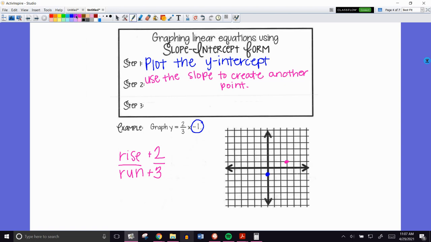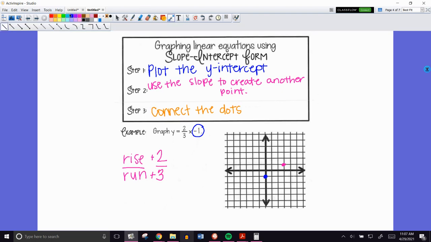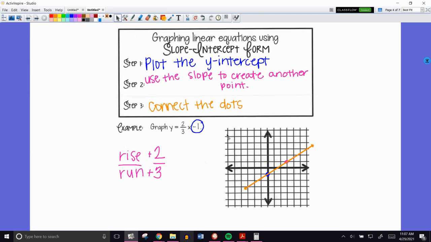And then step 3 is going to be to connect the dots. And that's going to give me my line. Okay. So there we go. We now have our graph that follows the equation y equals 2/3 x minus 1.